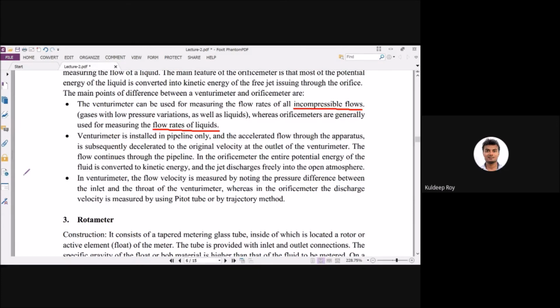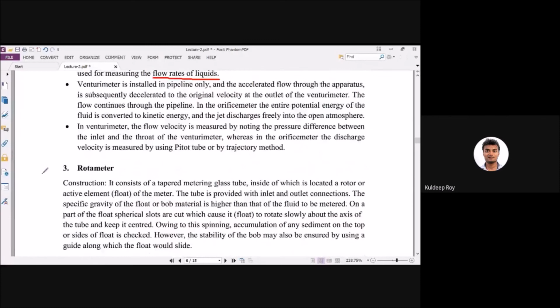It is clearly written that in the convergence section the flow is accelerated, where the velocity gets enhanced. But in the case of the orifice plate, how much is the constriction, meaning how much your area reduces, that will help in the increase in the velocity.